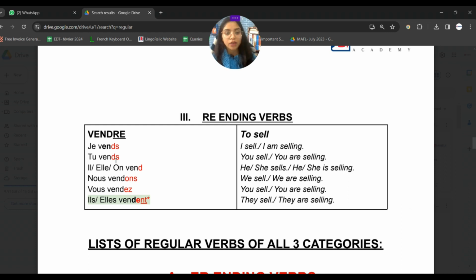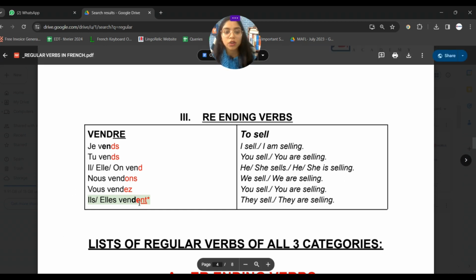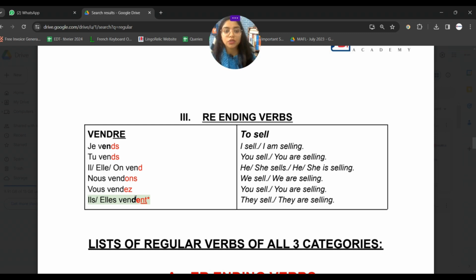And lastly, you have il, elles vendent. Il, elles vendent with an ENT ending, and again reminding you that the ENT will remain silent here, and all you have to do is pronounce it as vende. This one will have the sound of the in it.